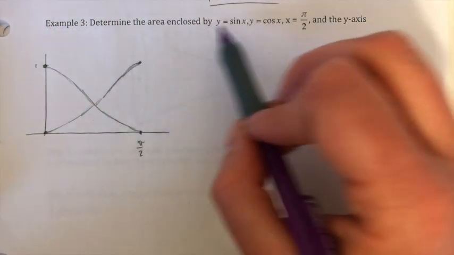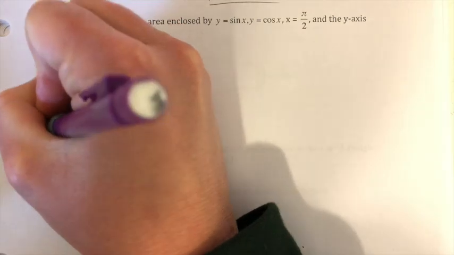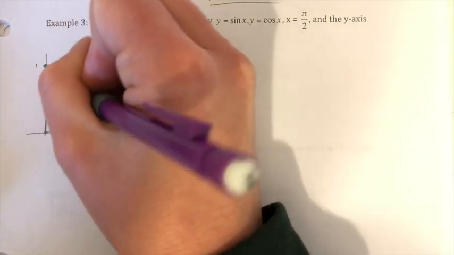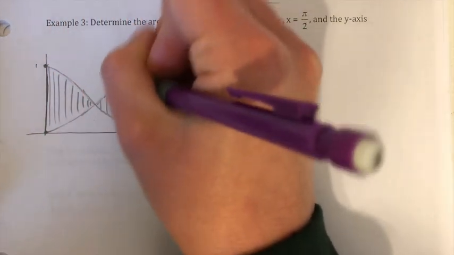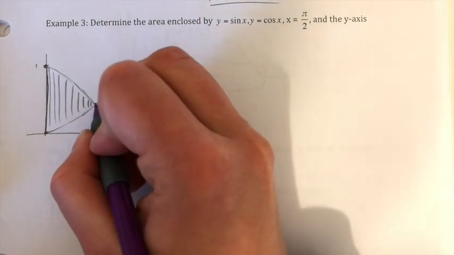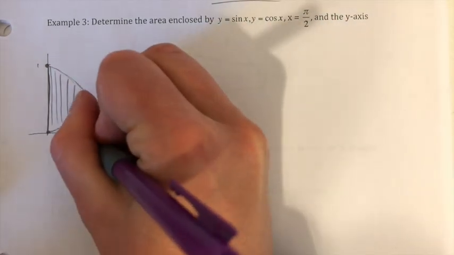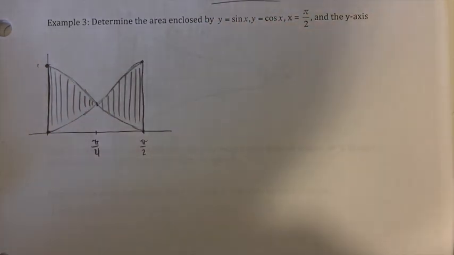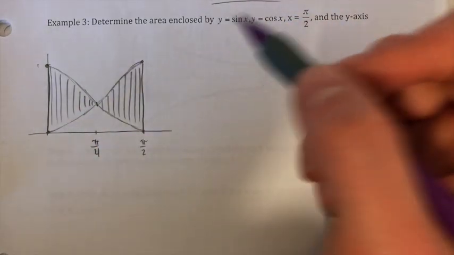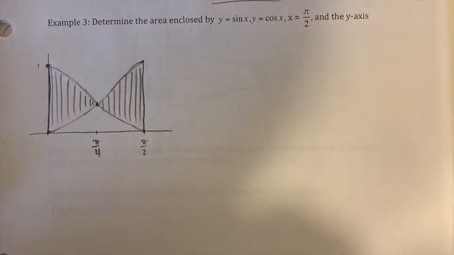Okay, and then the area enclosed by these two lines, x equals pi over 2, so that's one boundary, and then the y-axis, that's the other boundary. So we want all of that area there. So this time, because at this point, and we know that because these things are symmetrical, this is going to be halfway in between, so pi over 4. And we also know that sine and cos are equal to each other at pi over 4, right? They're both root 2 over 2. So that point is an important point.